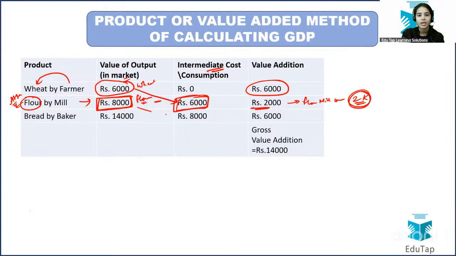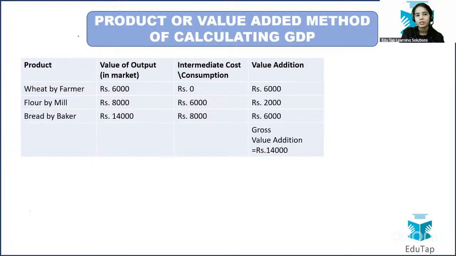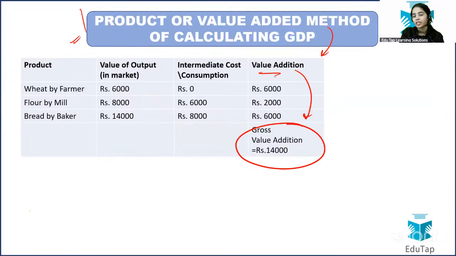Now let's say this flour has been purchased by the baker to produce the bread. Now the bread has the value rupees 14,000 in the market. What is the value addition done by the baker? It is 6,000, because 8,000 is the value of flour and the value addition that is done by the baker is 6,000. So in the product method, or the output method, or the value added method, we add the value addition that is done at each and every stage.